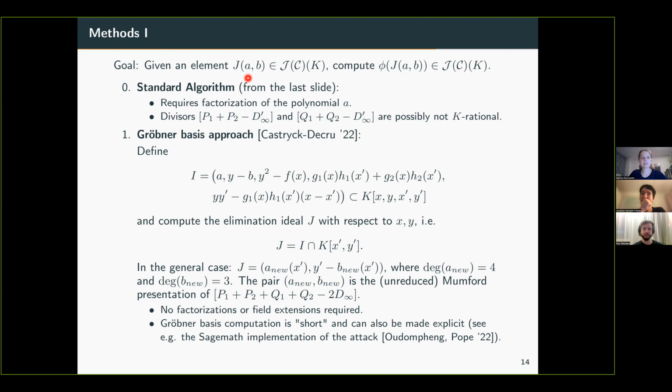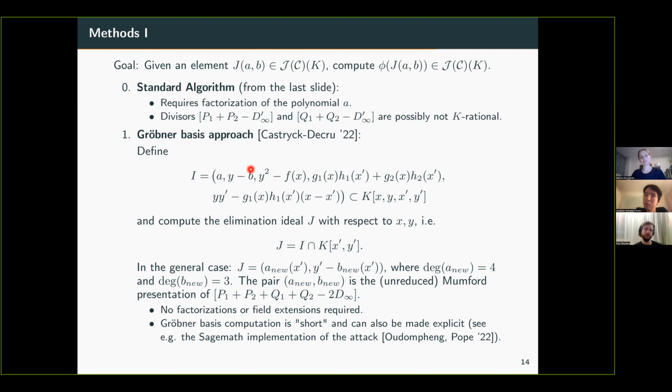And so the first approach to do this is a Gröbner basis approach. And that's also the approach that was used in the SIDH attack for computing the Richelot isogenies. And that contains quite some algebraic geometry. Maybe to briefly explain how this looks: one defines an ideal I, which contains all the information that we know about x, y, x prime, and y prime. Here x and y are the coordinates on the curve C, and x prime and y prime are the coordinates on the curve C prime.